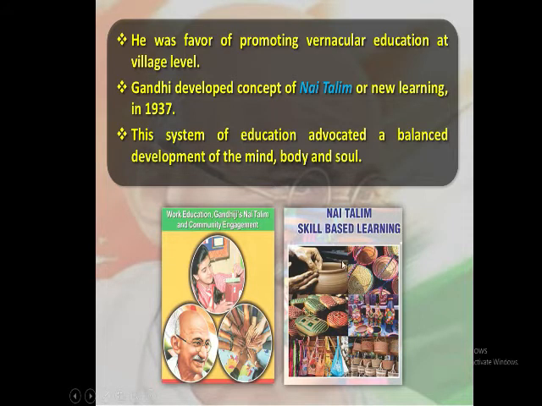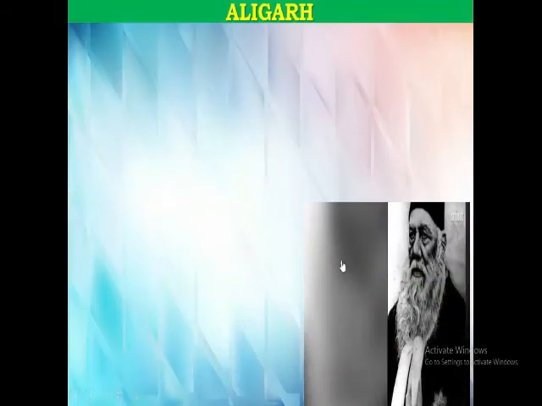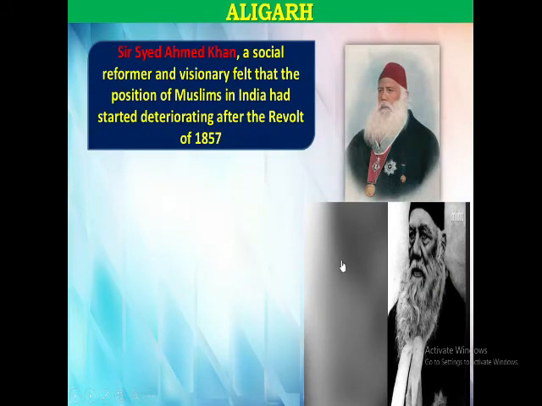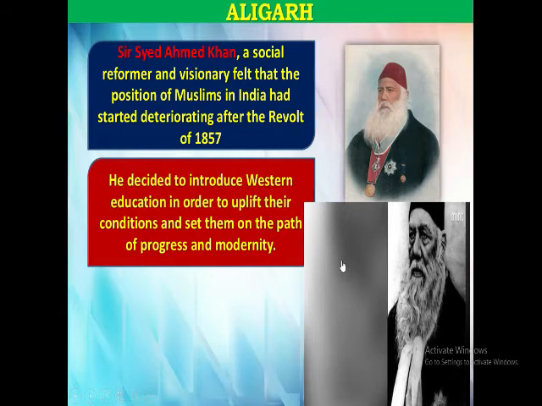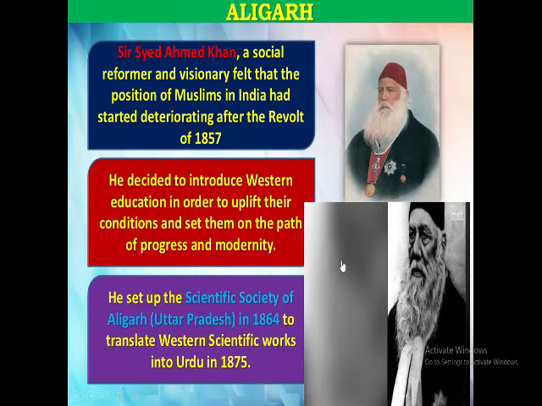The next one is Aligarh. Sir Syed Ahmad Khan, a social reformer and visionary, felt that the position of the Muslims in India had started deteriorating after the revolt of 1857. So he decided to introduce Western education in order to uplift their conditions and set them on the path of progress and modernity. He set up the Scientific Society of Aligarh, Uttar Pradesh in 1864 to translate Western scientific works into the Urdu language in 1875.